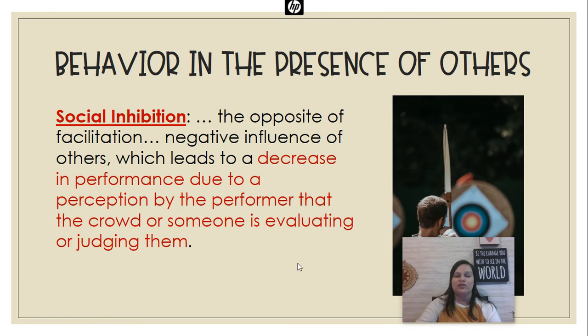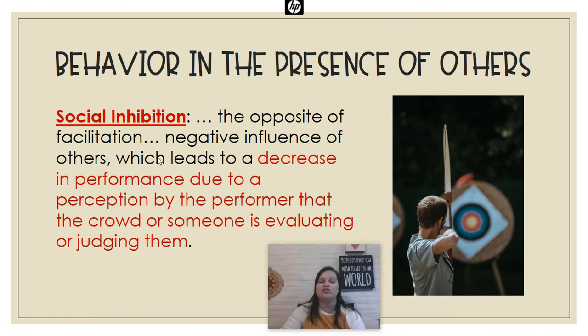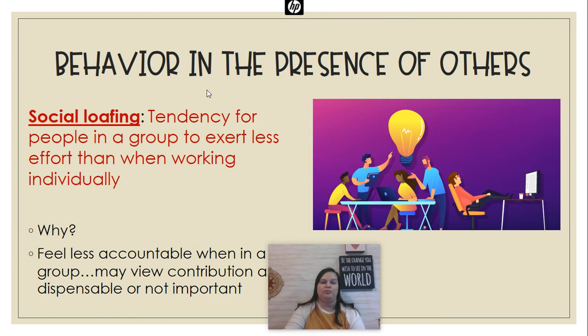And when you do worse in front of others because of the group, that's called social inhibition. That's the opposite of social facilitation. So the negative influence of others leads you to a decrease in performance because you perceive that the crowd is judging you or they're evaluating you.